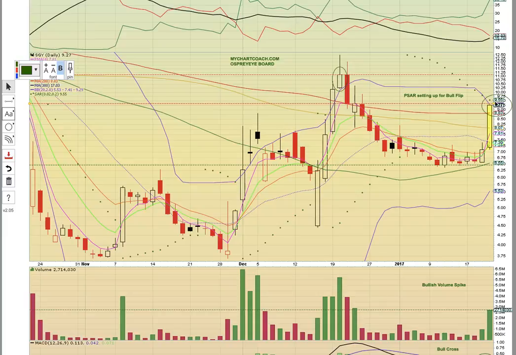Just above it is a parabolic SAR at 955. Notice the green dots here. Once the share price hits the PSAR level, the green dots will flip below the candles, and that's a parabolic stop and reverse. When you see what we call the PSAR bull flip, that usually is a signal that a change in trend has occurred and there's more upside potential.